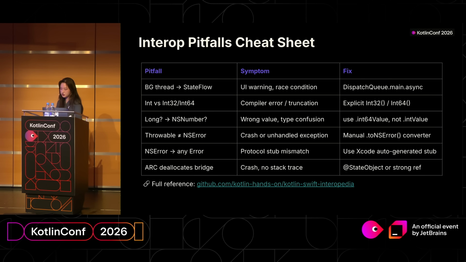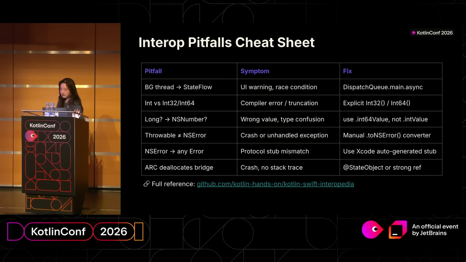And here is the cheat sheet. I wish someone had shown me this table a year ago, and you can screenshot this slide. While you are doing it, note that this is not a complete Interop reference. These are just the pitfalls we hit in production, and your project will hit different ones.